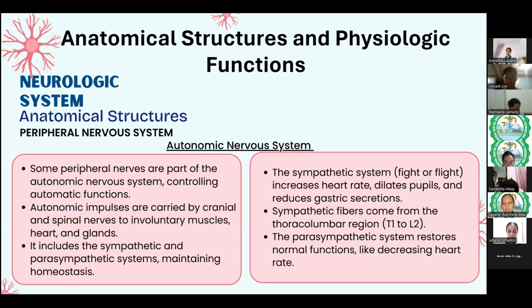The sympathetic system, or the fight or flight, increases heart rate, dilates pupils, and reduces gastric secretions. Some sympathetic fibers come from the thoracolumbar region, from thoracic 1 to lumbar 2. The parasympathetic system restores normal functions, like decreasing heart rate.